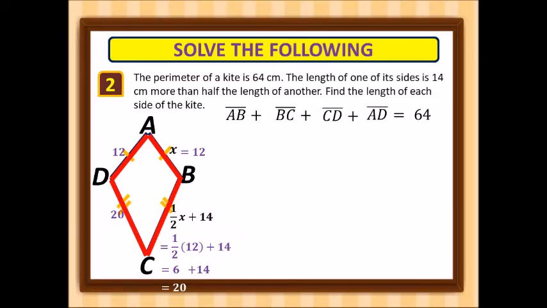Now let's check if it is really 64. AB is 12, BC is 20, CD is 20, and AD is 12. Okay, now 12 plus 20 plus 20 plus 12 gives us 64, which is correct. So therefore, the value of our x is equal to 12.